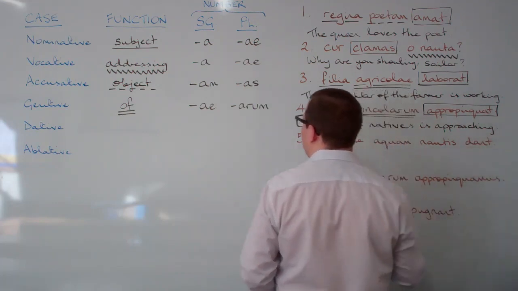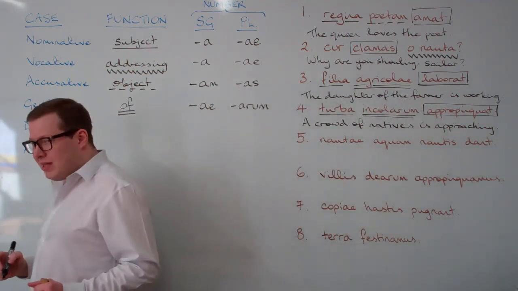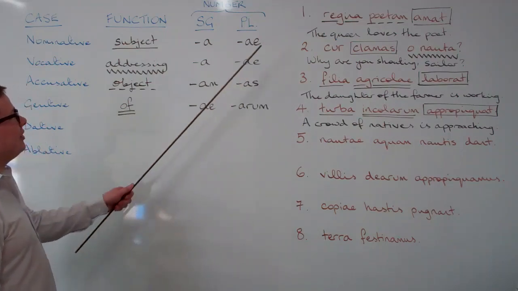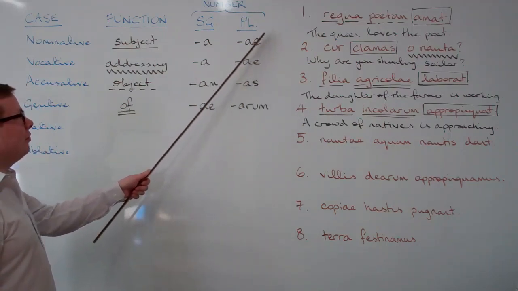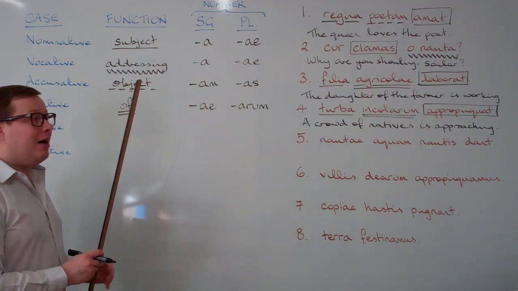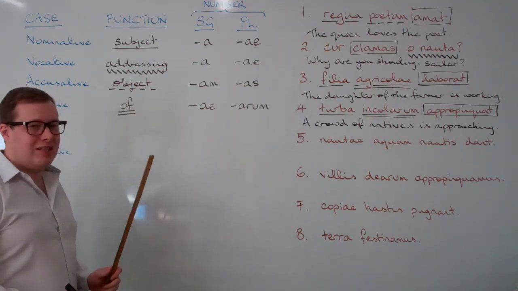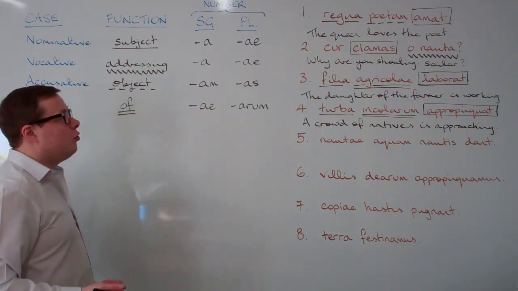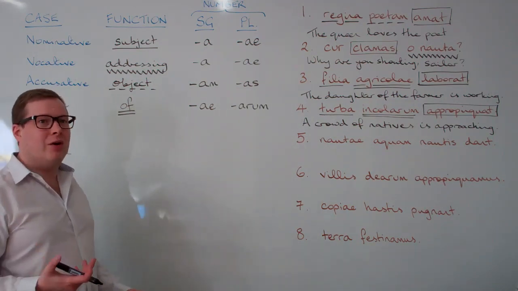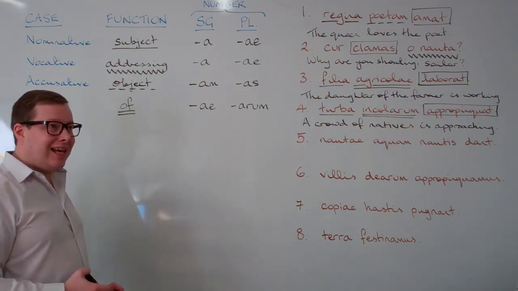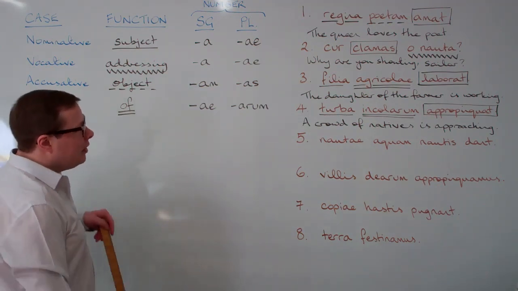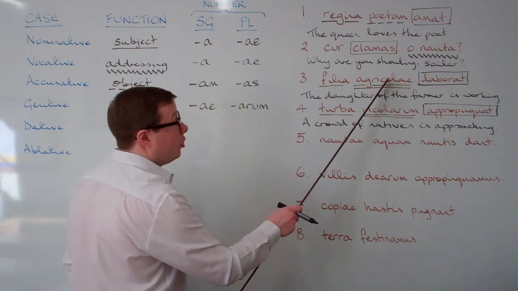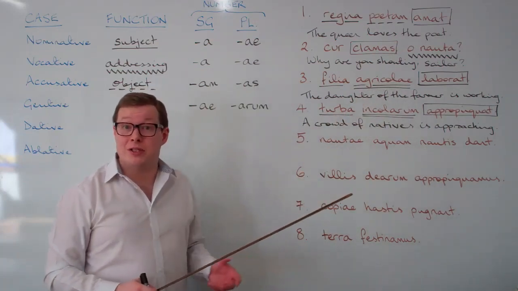Now, it should be becoming apparent by now that the AE ending is a real nuisance. We've already got it twice over here in the plural for the nominative and the vocative, and now we've got it here in the genitive singular as well. In truth, you're going to have to use your good sense to work out which of the cases the AE ending is in. If we look at number 3 here, it's not impossible that agricolae could be the subject of the sentence.